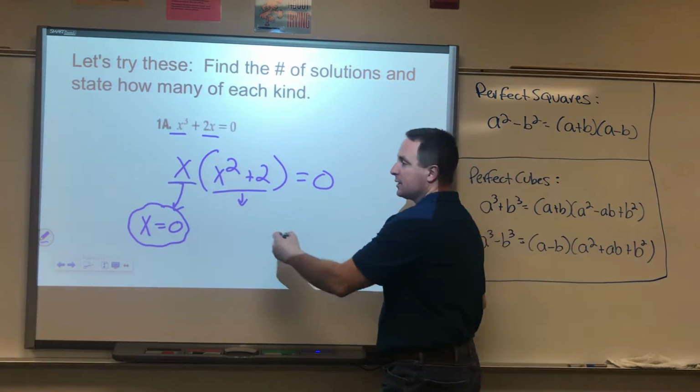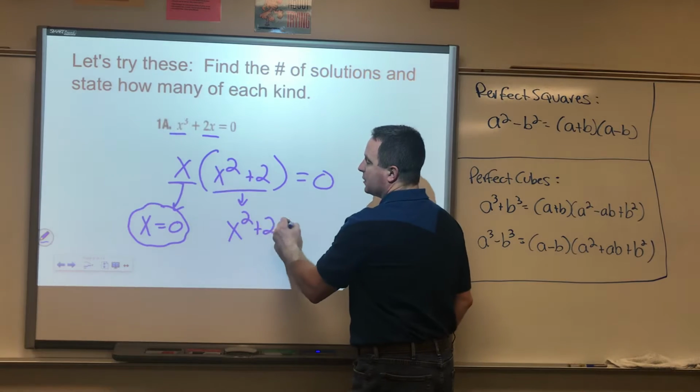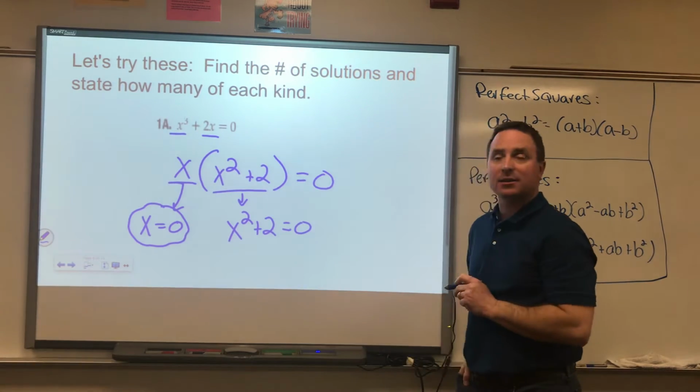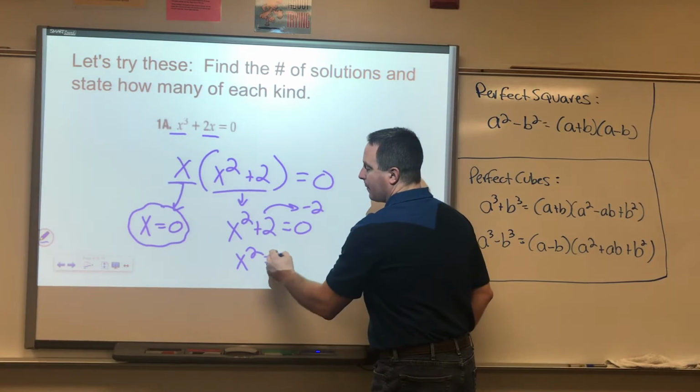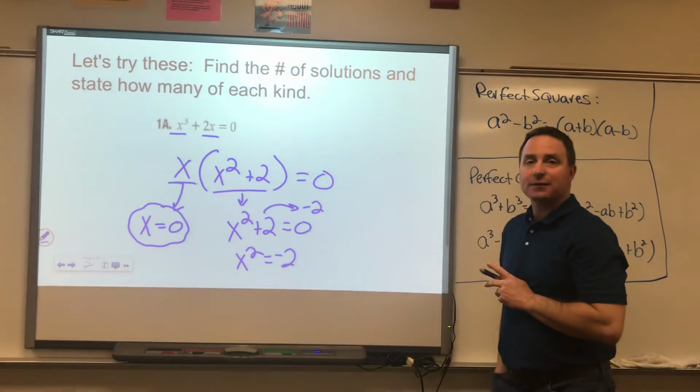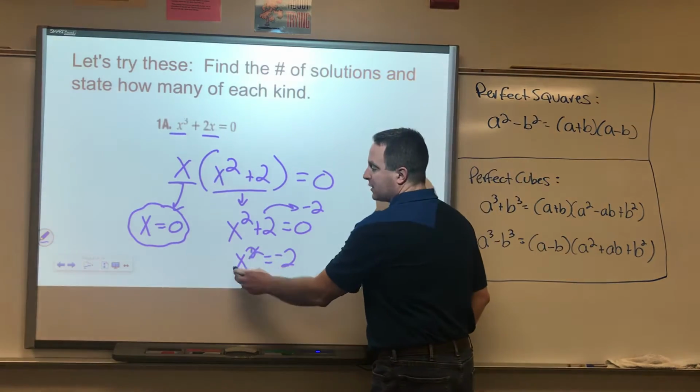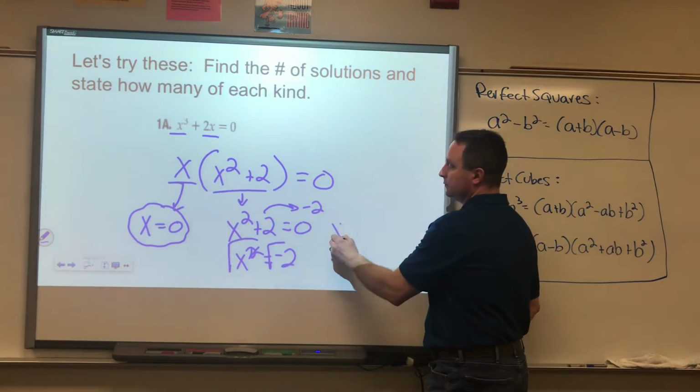Well, let's set it equal to 0. x squared plus 2 equals 0. And let's try and solve for x, just like the last one we saw. If I subtract 2, x squared equals negative 2. And then to get rid of the square, I square root both sides.